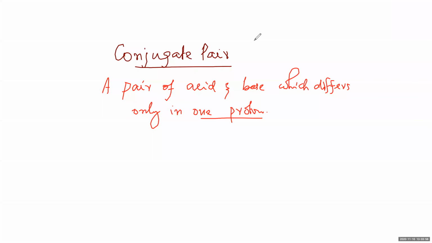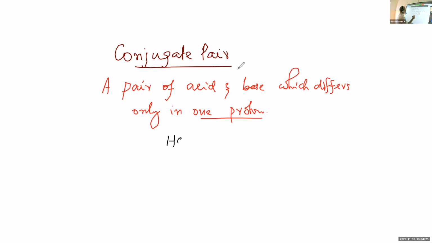You know, acid is a proton donor, while base is a proton acceptor. That is the Lowry-Bronsted concept. Now you take a pair of acid and base, which differs only in one proton. So let us take a very common example familiar to us.